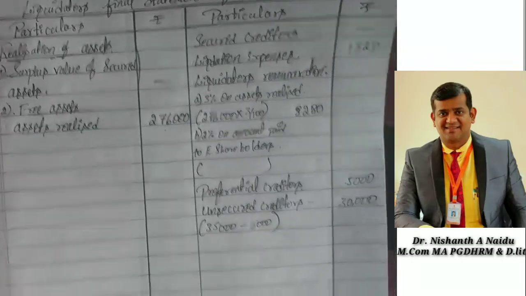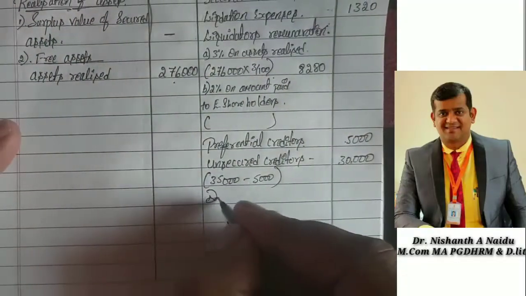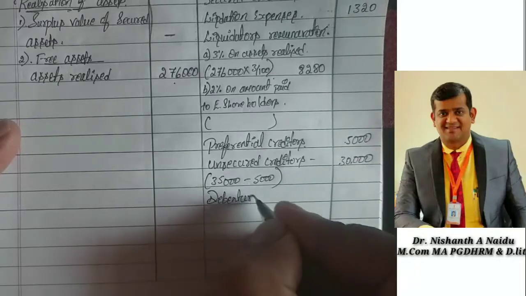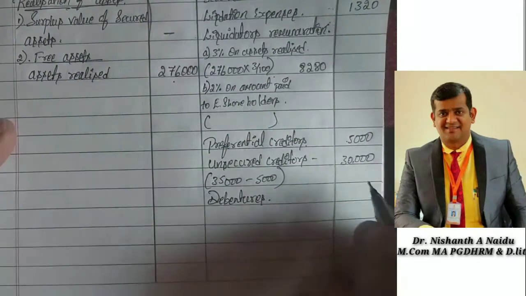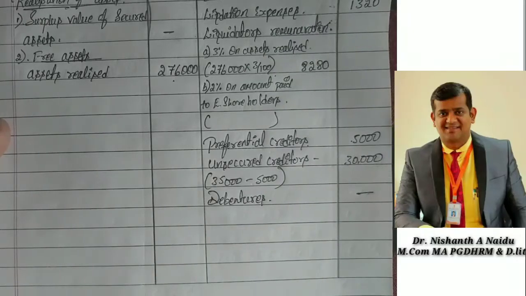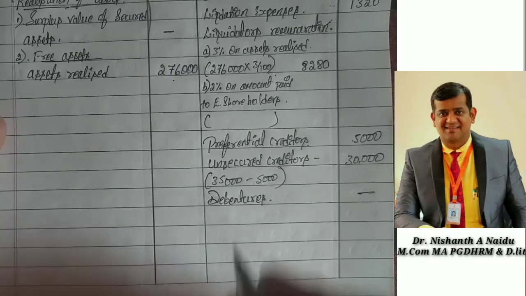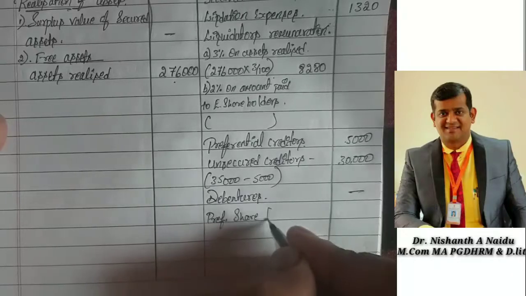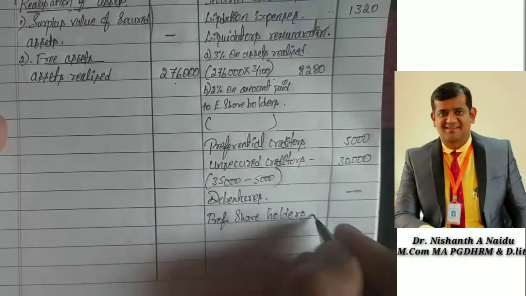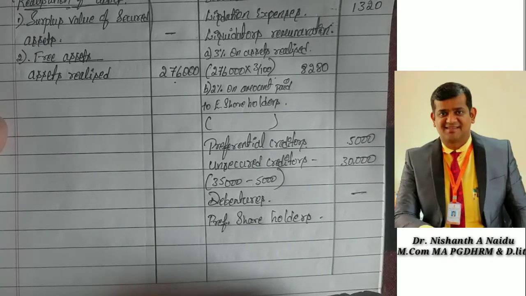Clear? So next, do we have any debenture holders? If we have, we have to show. So I'm writing debentures. Check in the problem, is there any debentures? There are no debentures in the problem because I read the problem 3 times. So debentures is nil. After that, what do we have? Preference shareholders, correct? So write preference shareholders. How much do we have to pay to the preference shareholders? Read the problem.